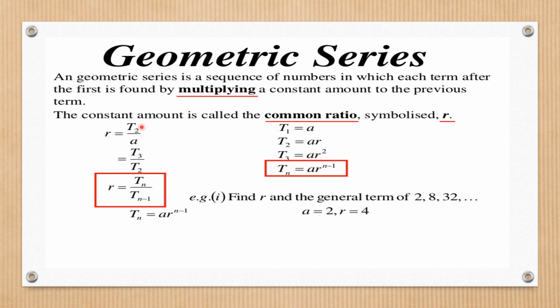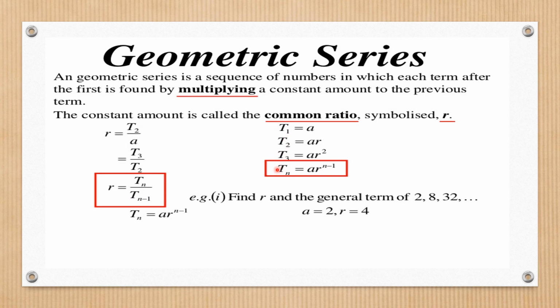The small r is the ratio of consecutive terms. Like T2 is the second term, A is the first term, then it is T2 upon A, or T3 upon T2, that is third by second, or in general it is the nth term divided by the previous one, the (n minus 1)th term. So this is what a geometric series is all about: each term is obtained by multiplying the previous term with a fixed number, and this fixed number is called the common ratio.